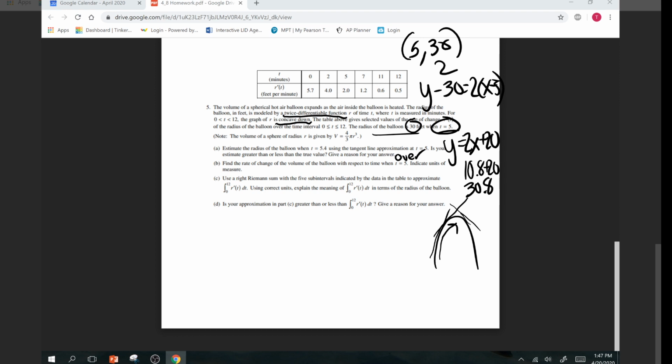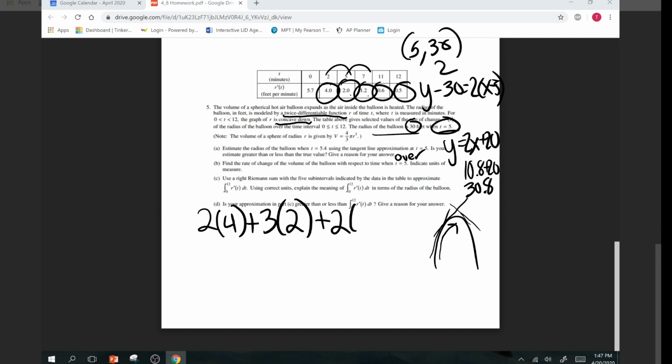To do this, all you do is, since we're picking the right subintervals, we're going to use these as our heights. And we're going to just multiply the first width, which is 2, from 0 to 2, by 4. And then we're going to add the next interval, which is 3 wide, times the right interval, which is 2, plus the third interval, which is 2 wide, times the right, which is 1.2. The fourth one, 4, from 7 to 11, times the right interval, which is 0.6.